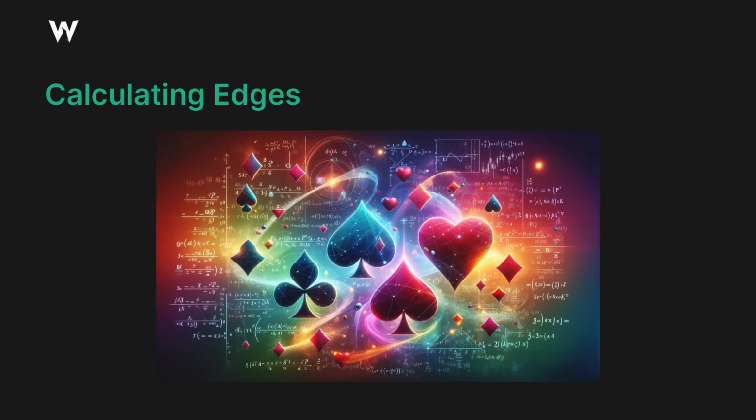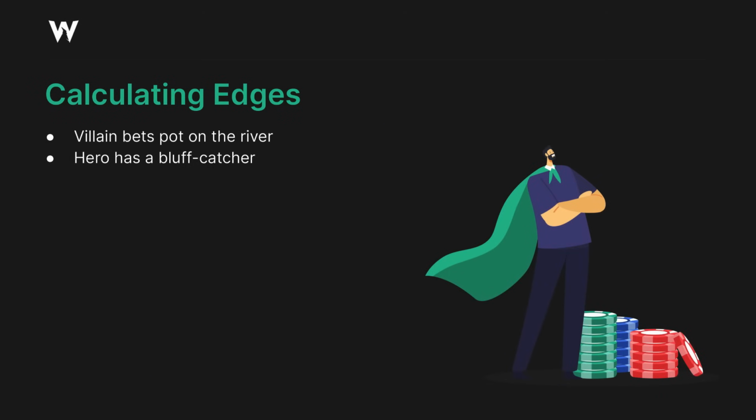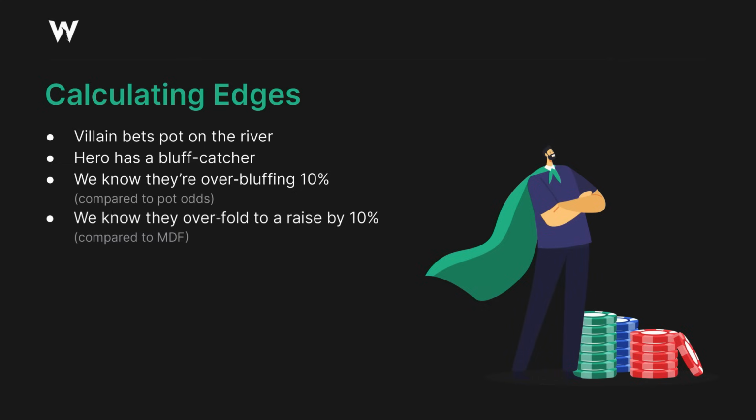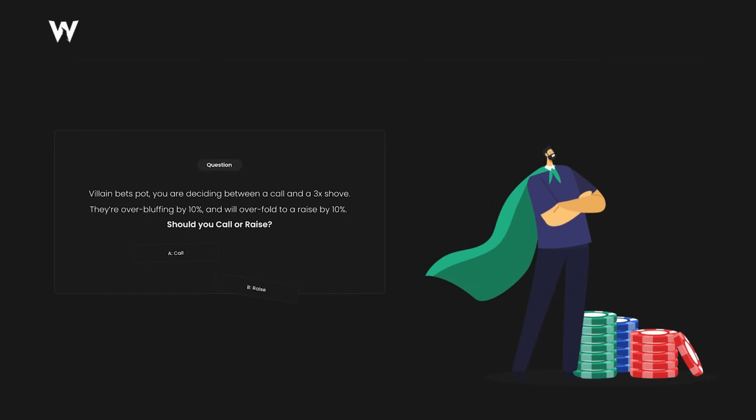I'm not going to have time to go through all of those examples, but I'll share a fun one that was posed to 2+2 a few weeks ago. A colleague of mine was digging through his database and he noticed this really interesting spot. Villain bets pot on the river and he has a bluff catcher. According to his database, in this particular spot, villain seems to be over-bluffing by 10%. By villain, I just mean the population tends to be bluffing 10% more than the pot odds would dictate. We also know that they fold to a raise 10% more than MDF. So our options are we can call or we can shove for 3 times the bet. Should you call or should you raise?